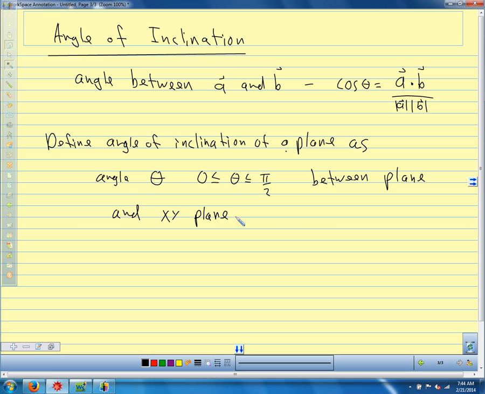And also recall that we defined the angle between two planes as the angle between their normal vectors. So what we're looking at here is the angle between their normal vectors. What's a normal vector to the xy plane? Z, or k hat. So k hat is normal to the xy plane.